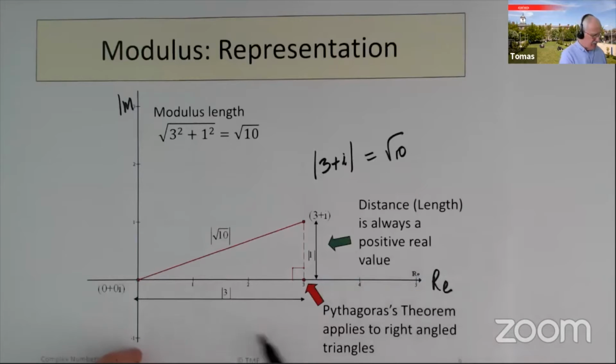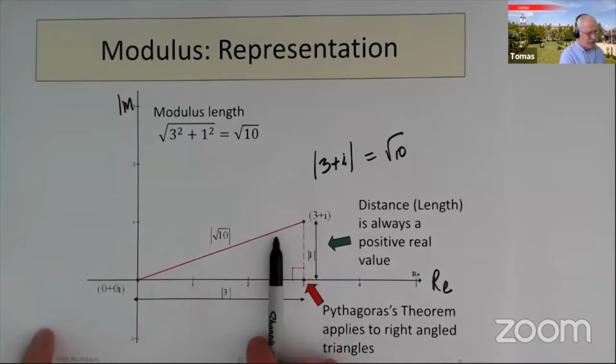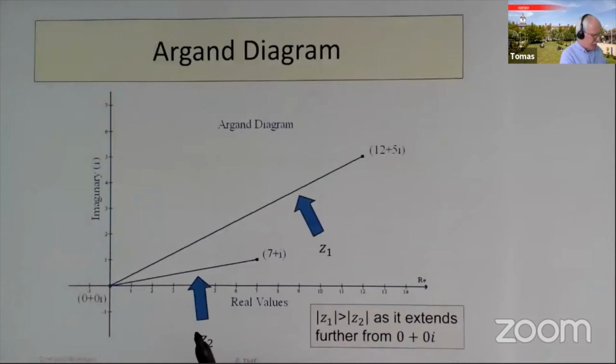Distance is always a positive value. You can't be minus somewhere, minus length. You can be in a different direction, but you can't be minus 3 kilometers. You can be 3 kilometers west or north or south or whatever, but it's still 3 kilometers. It's not minus 3 kilometers. So that's where that comes from. So that's the modulus representation.